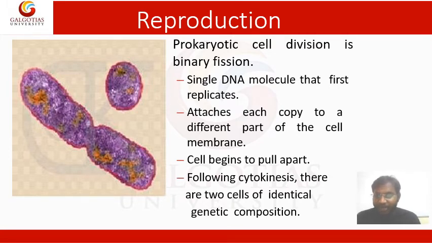A single DNA molecule first replicates. Each copy attaches to a different part of the cell membrane, meaning separate cell membrane formation. The cell begins to pull apart, meaning it starts dividing from one mother cell into two daughter cells. Following cytokinesis, the two cells have identical genetic composition, the same genetic material, divided from one mother cell into two daughter cells.